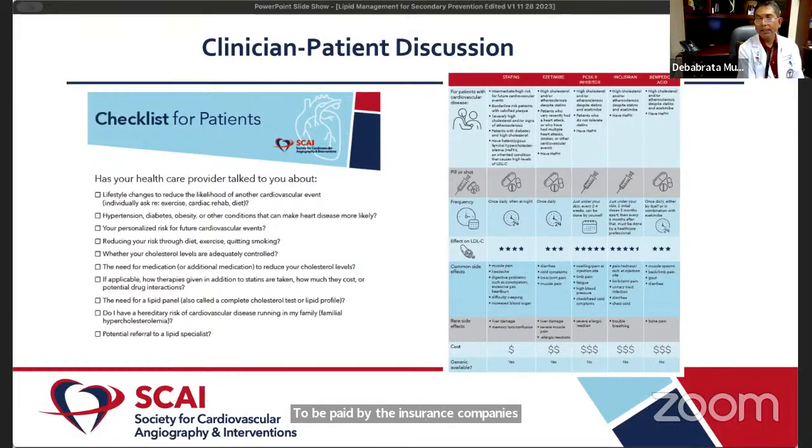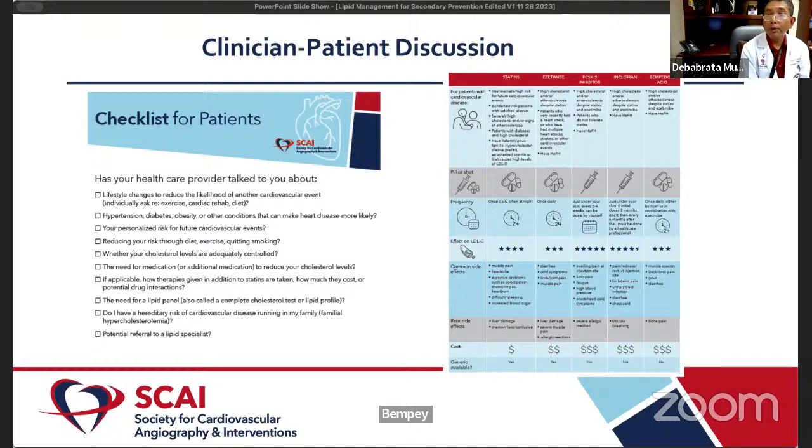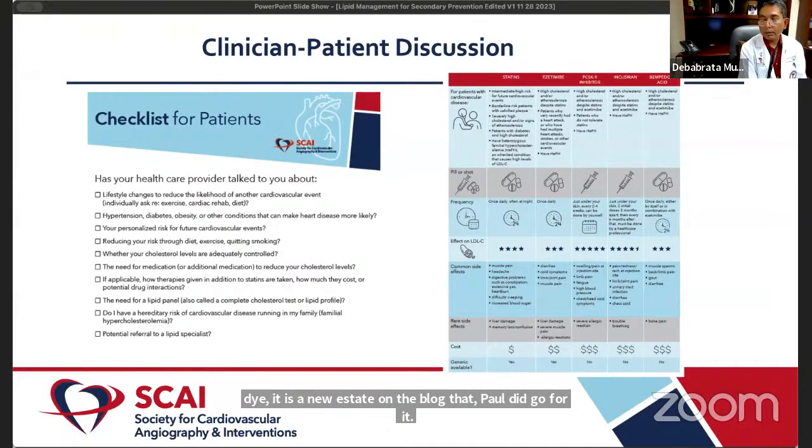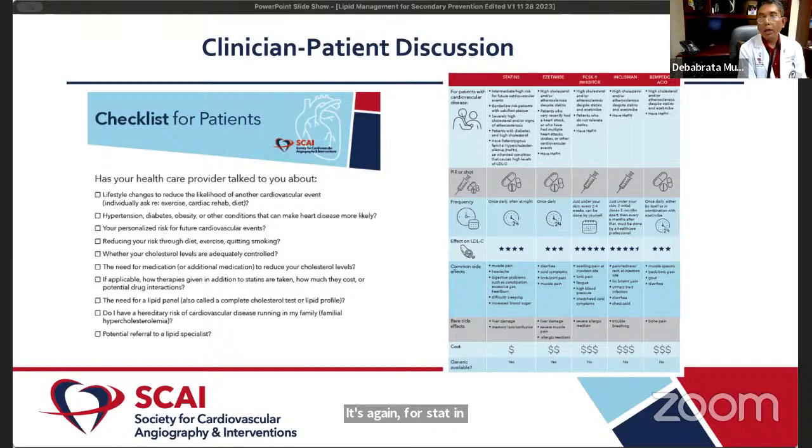They are expensive, and we'll go over, they do need pre-authorization to be paid by the insurance companies. Inclisiran is a PCSK9 inhibitor, also expensive. The injections are less frequent. The side effects are more local, muscular, at the pain at the site of injection, sometimes trouble breathing. Bempedoic acid is the newest kid on the block. Dr. Paul did go over it. It's, again, for statin intolerant patients, and also for individuals whose LDL is still suboptimal despite being on statin, ezetimibe. It's also an expensive agent, and side effects are muscle spasms, diarrhea.